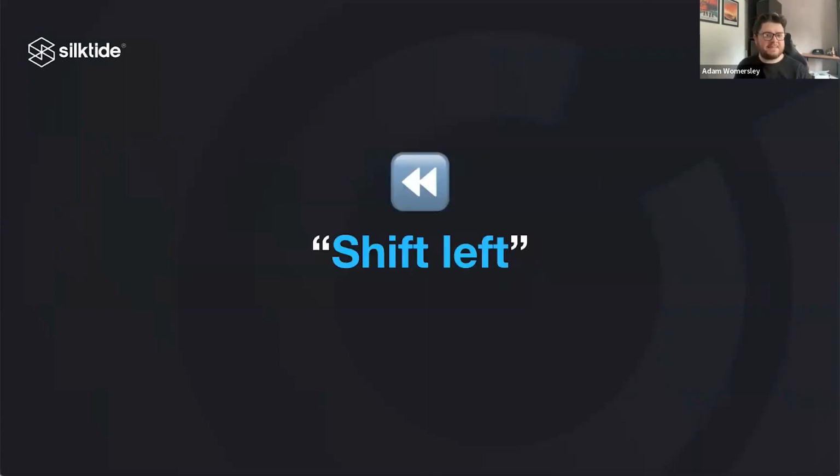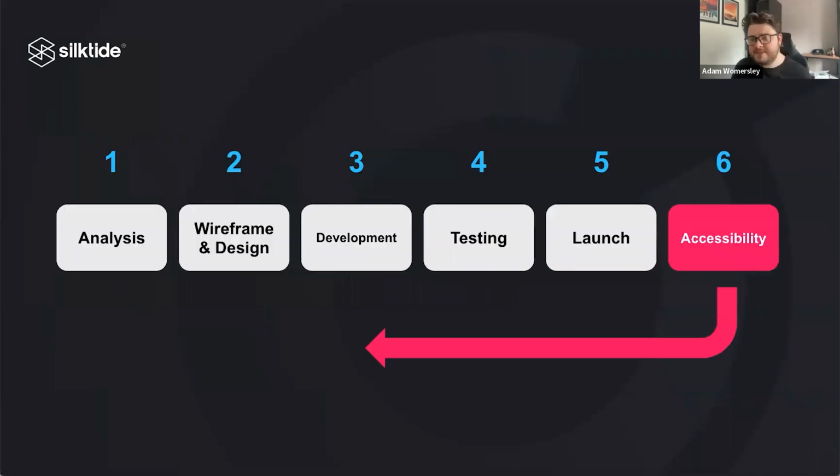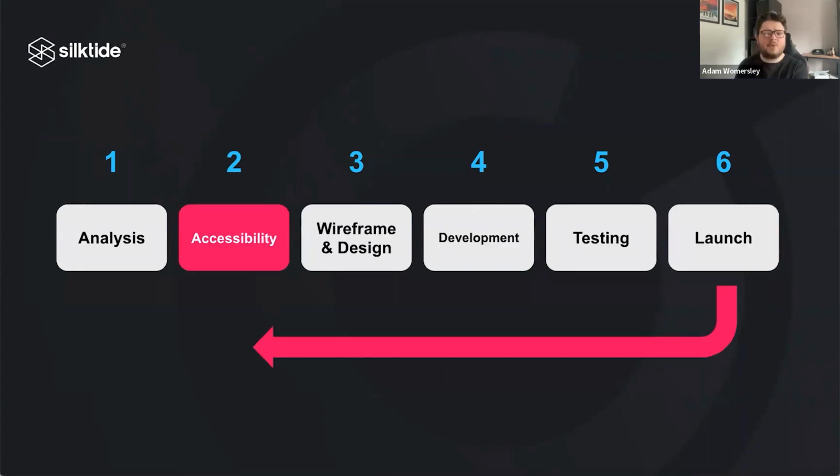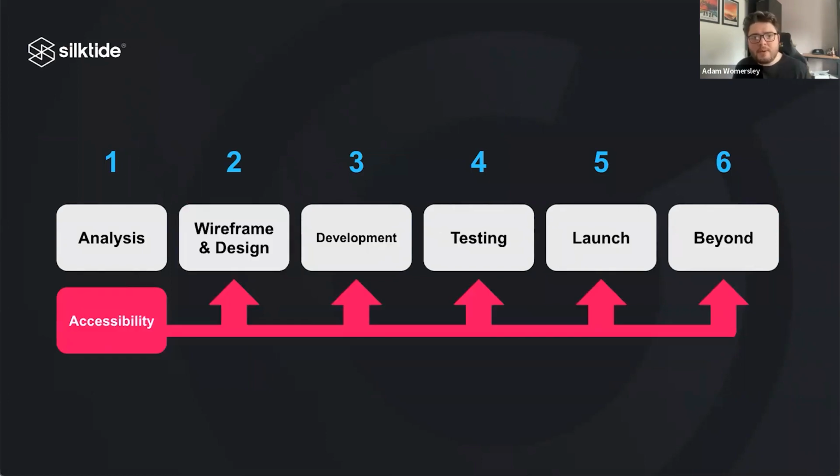This means that you take accessibility in your project plan and you push it as far to the left as you can. Because the sooner that you can start to consider accessibility in your process, the easier and cheaper it's going to be to do it right. And you might think this is what I mean, right? Just moving accessibility as a step before wireframe and design in the plan. But really, accessibility, it's an ongoing thing that you're going to want to include in every step of your website project and beyond. So even after you've launched that site.